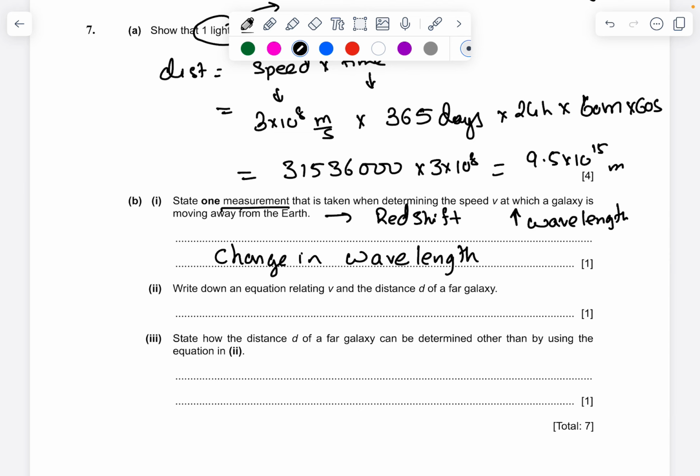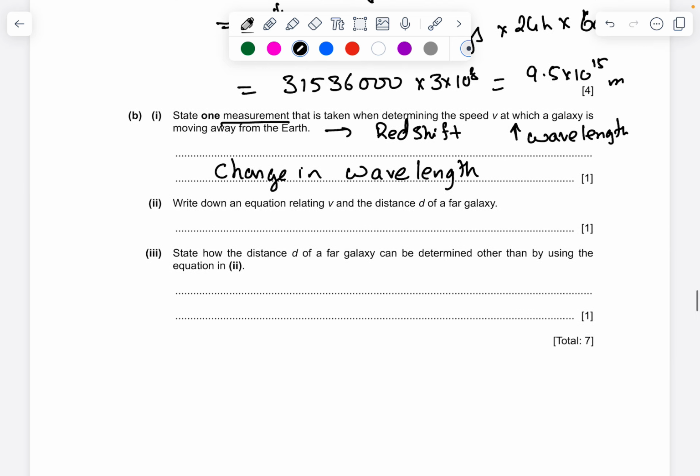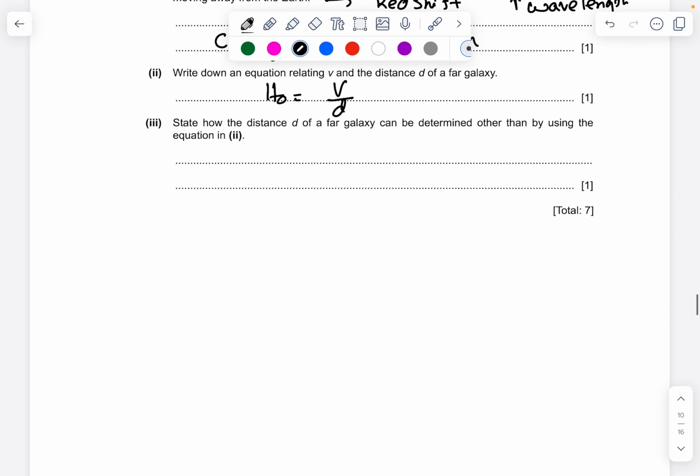Write down an equation for v and the distance. This is just Hubble's constant: H equals v upon d. State how the distance of the far galaxy can be determined other than by using equation 1. We can say that is by the brightness of a supernova.